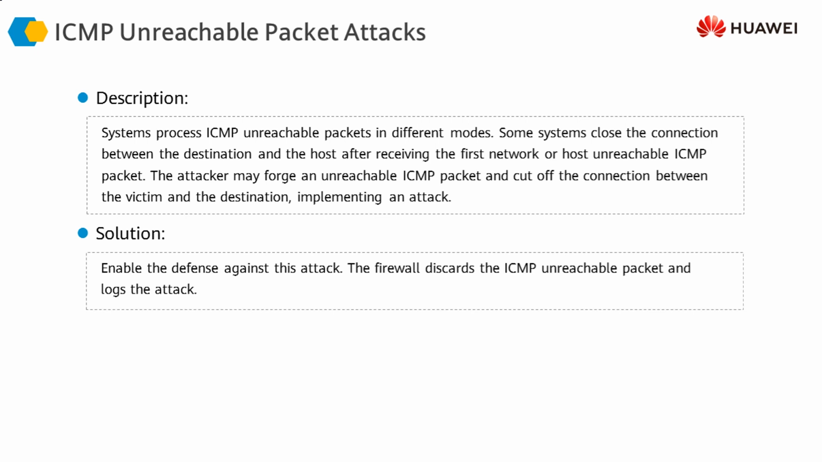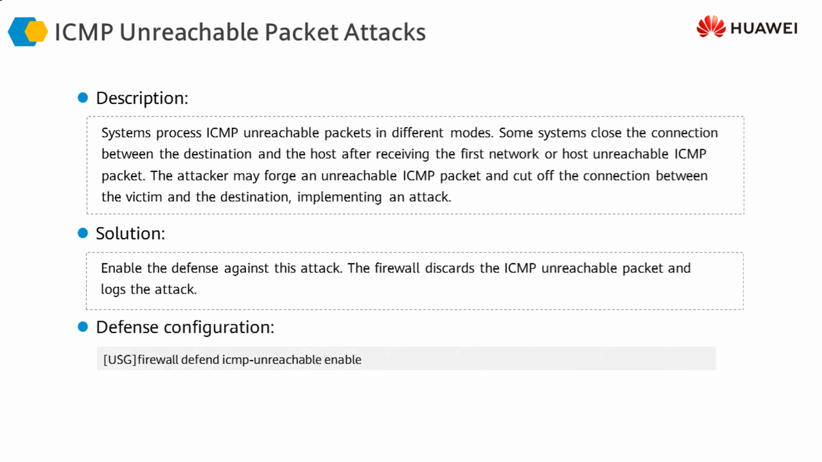In order to avoid this type of attack and avoid the sessions being closed down unwantedly, we can issue the command firewall defend icmp-unreachable enable. This is going to make sure that ICMP unreachable messages are not passed through the firewall, and therefore the valid connections are not torn down.